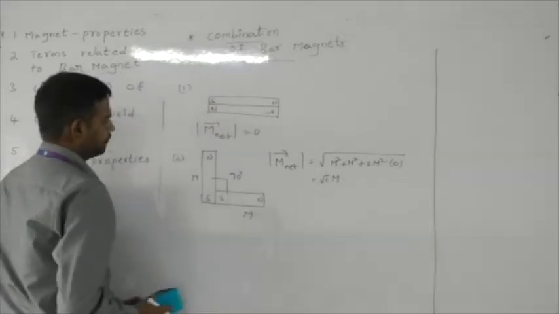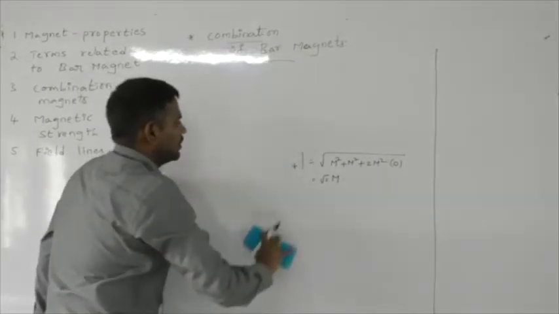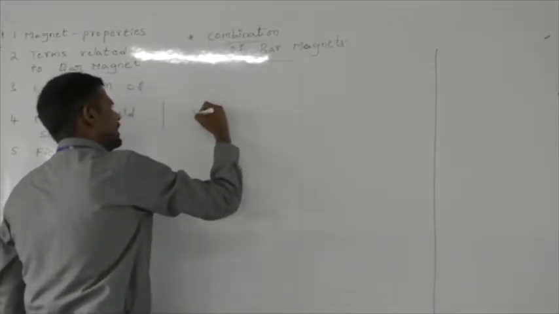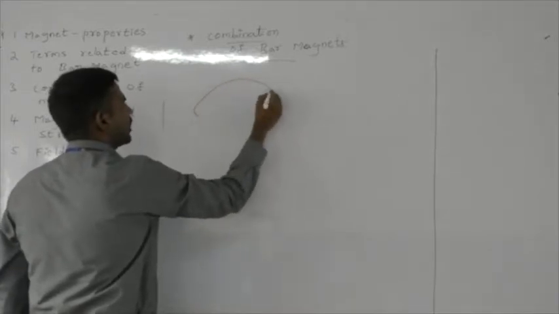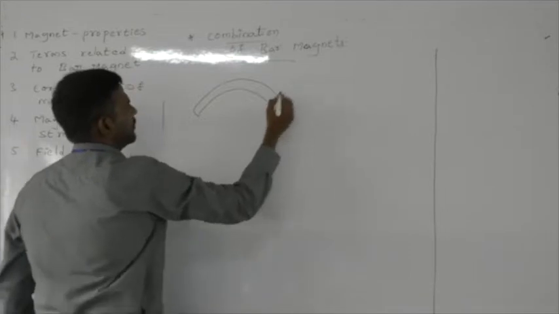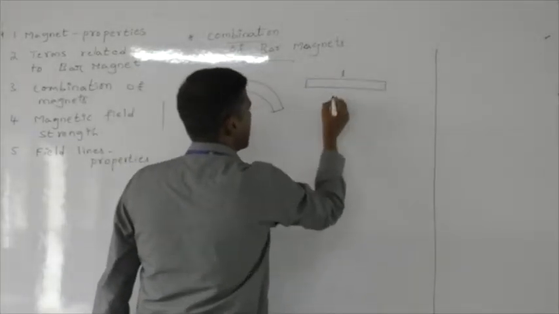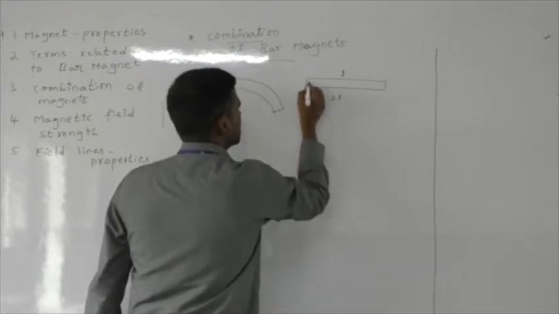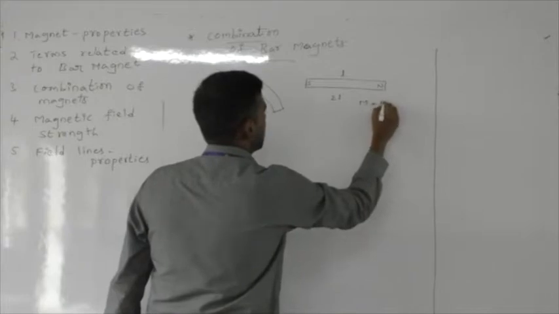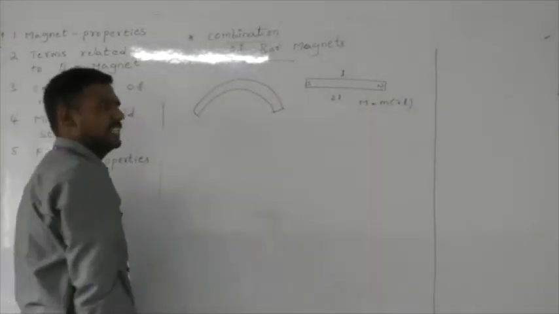So here I would like to take one situation where the bar magnet or magnetic needle is bent into an arc shape. Let us suppose there is one bar magnet whose length is L. Its magnetic length is 2L. It has a south and north pole with a magnetic moment M such that M is pole strength into 2L. Let me assume it is a magnetic needle.